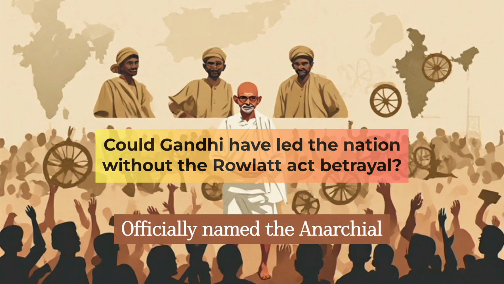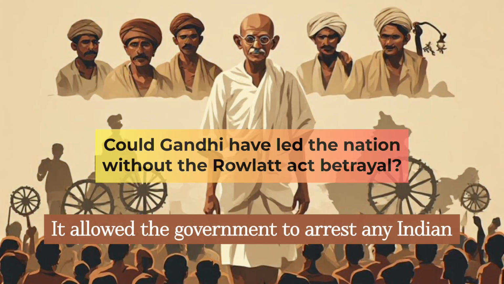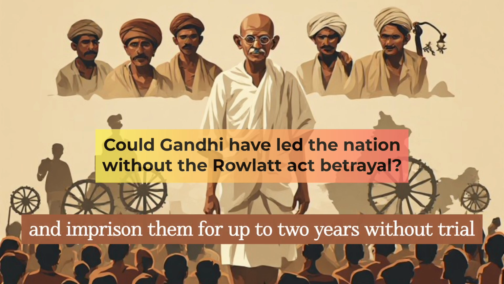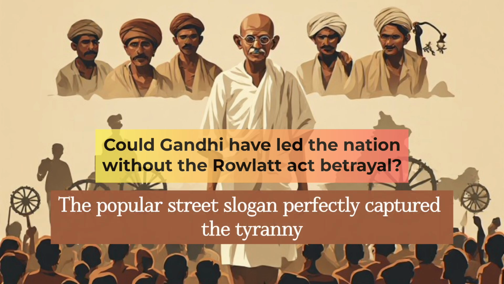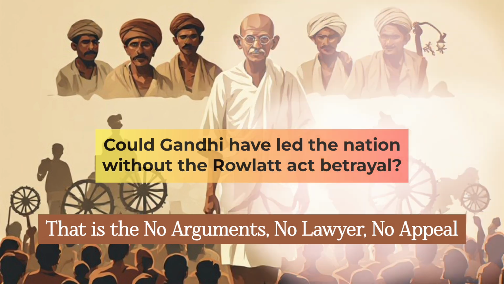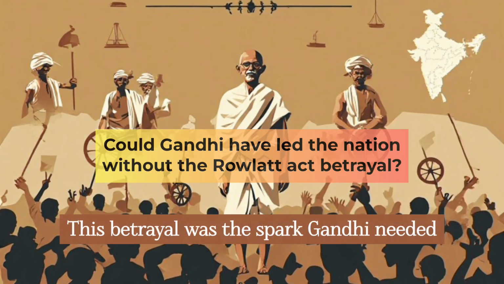Officially named the Anarchical and Revolutionary Crimes Act, this law was an absolute nightmare. It allowed the government to arrest any Indian without a warrant and imprison them for up to 2 years without trial. The popular street slogan perfectly captured the tyranny. No Dalil, no Vakil, no Appeal. That is, no arguments, no lawyer, no appeal. This betrayal was the spark Gandhi needed.